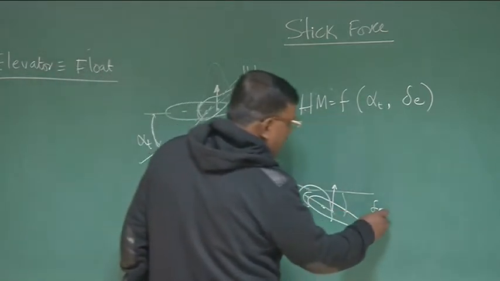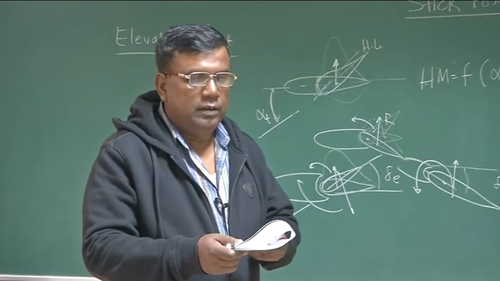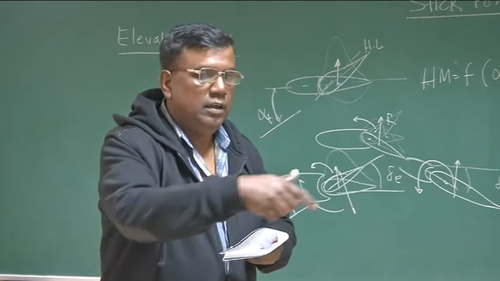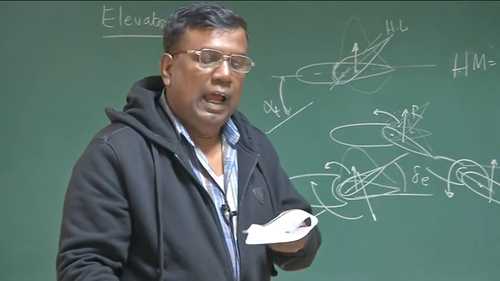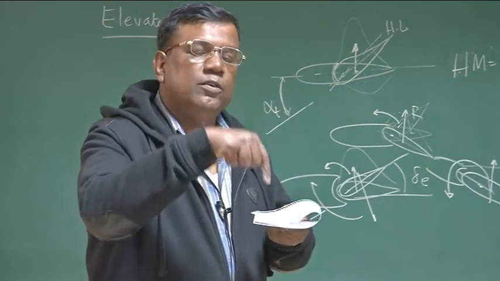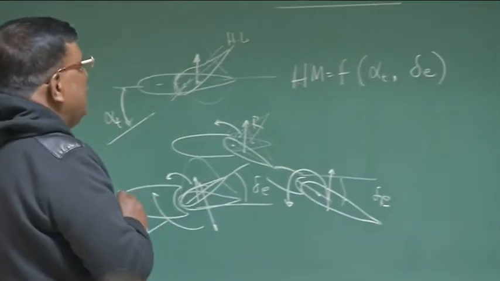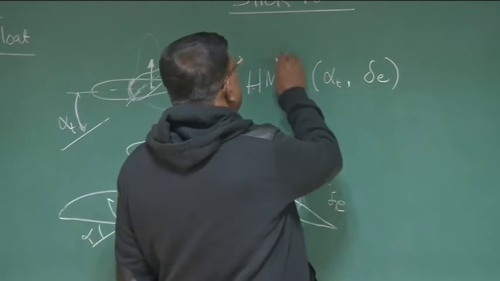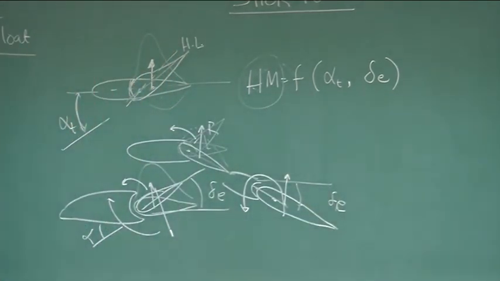The message is, with positive alpha t, let's suppose this is the elevator, tail is here. With positive alpha t, it tries to float like this. As it floats like this, because the elevator angle is changed, it generates a force downward, it tries to discourage it. Right? So there has to be an equilibrium where the net hinge moment because of alpha t and delta E is 0, and that angle we call the floating angle, physically, fundamentally.